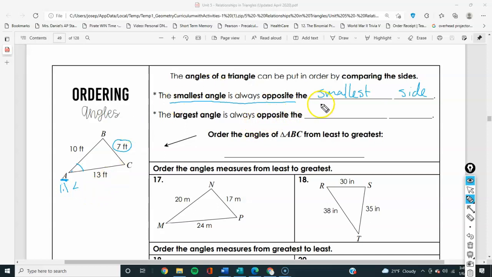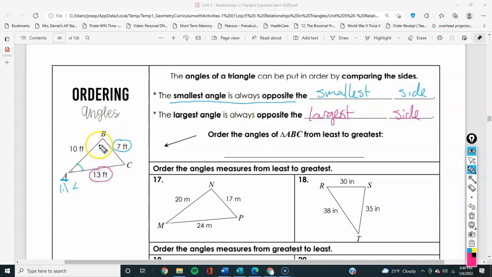The largest angle is always opposite the largest side. Right? So if I look over here, my largest side is 13. So my largest angle is B. That's my big guy. My big angle. Hey, I'm big angle B.